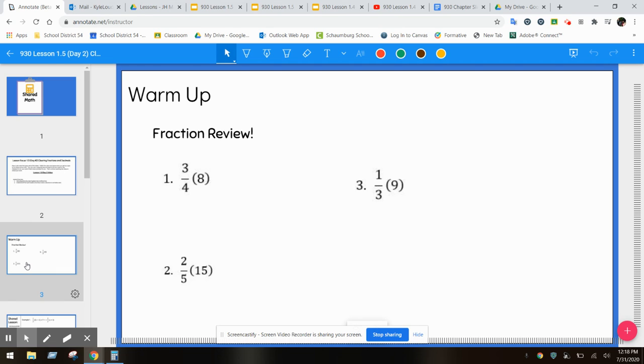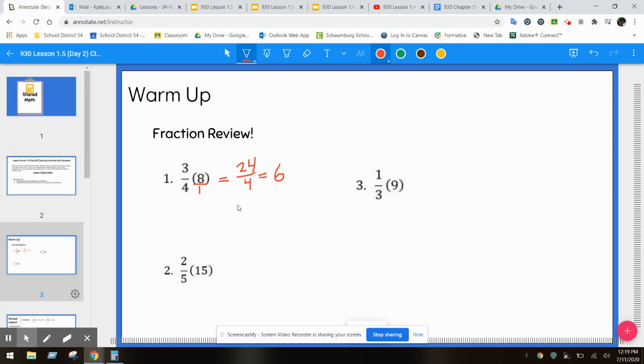So our fraction review, really quickly, we're just showing how you can clear fractions with common denominators or multiples of the denominator. So here we have 3/4 times 8. So you could just think of the 8 as 8 over 1. Multiply across the top. 3 times 8 is 24. Multiply across the bottom. 4 times 1 is 4. And then you could divide. 24 divided by 4 is 6. That is one way to do it.